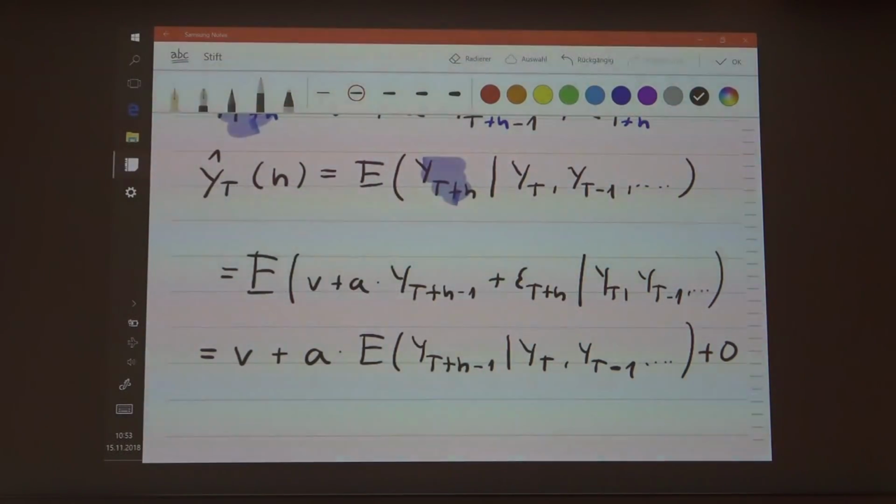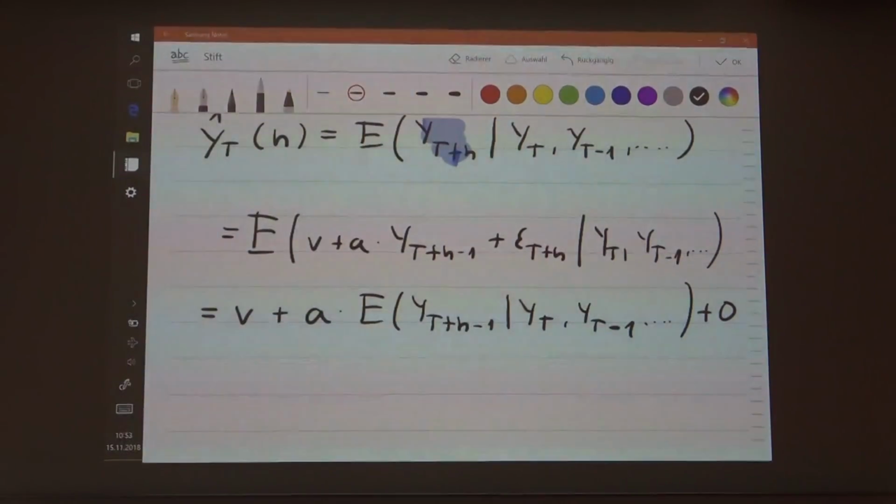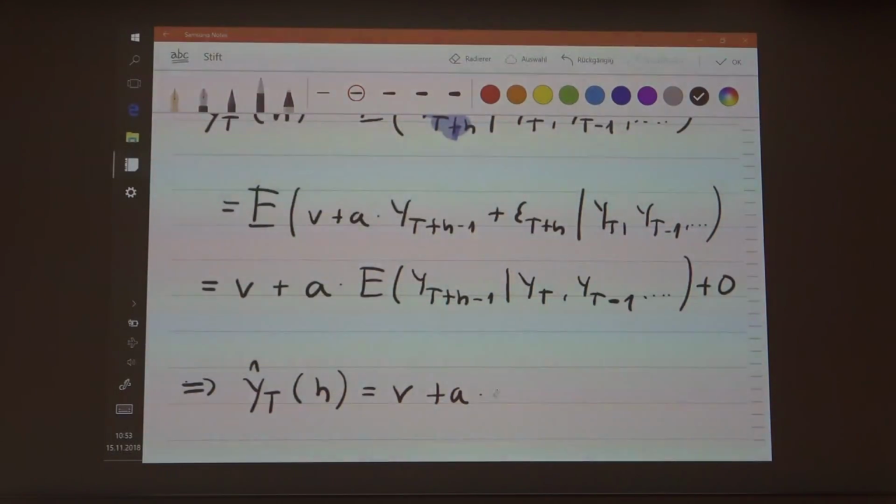Now, using complete induction, let me just summarize what you have here: the forecast at time T for time T plus h is equal to the constant plus a times the forecast at time T for time T plus h minus 1. So here you have h minus 1, and so forth.